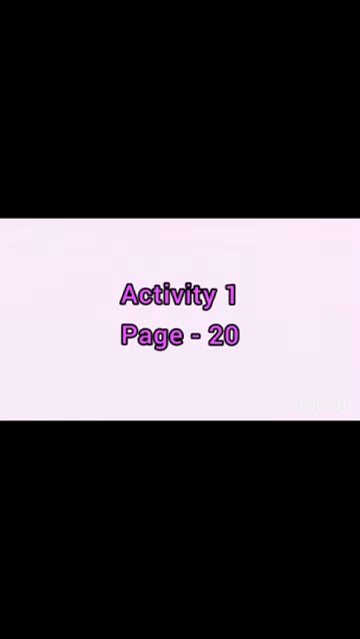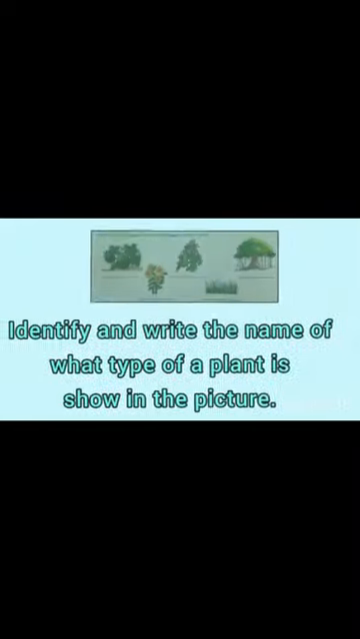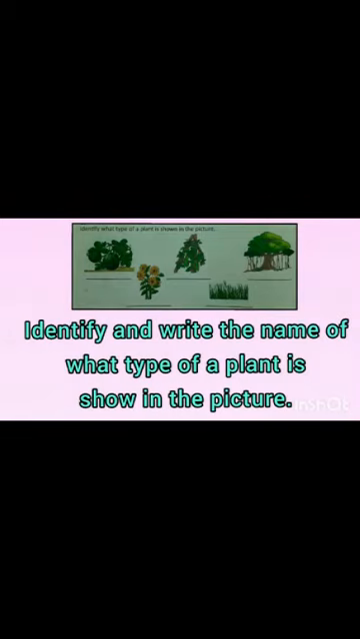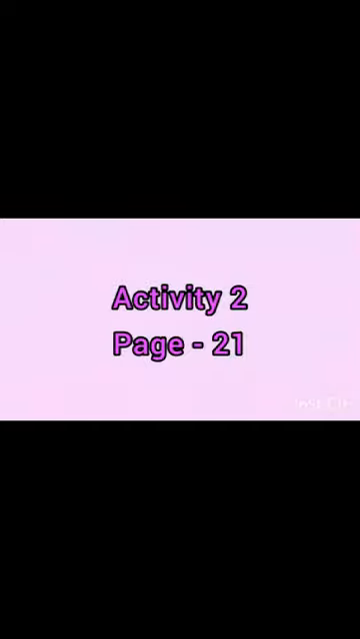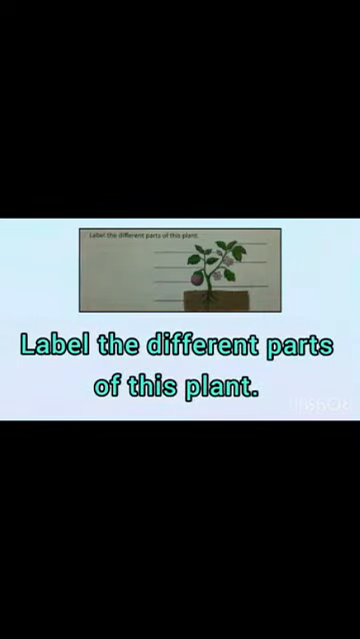Children, let's do an activity. Activity 1, page number 20. Identify and write the name of what type of plant is shown in the picture. Activity 2, page number 21. Label the different parts of this plant.